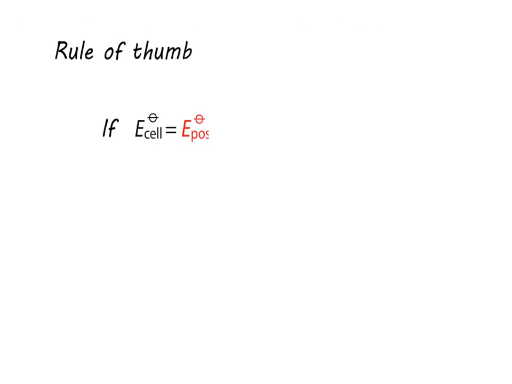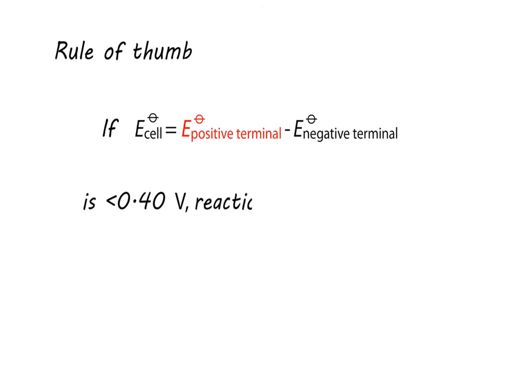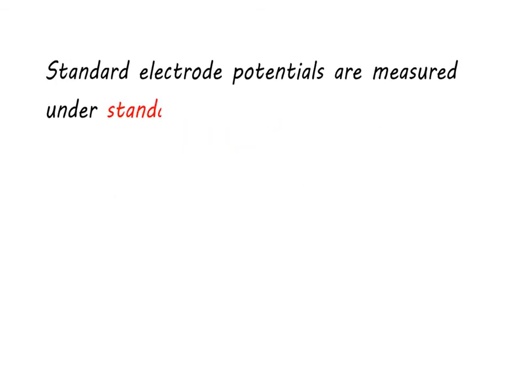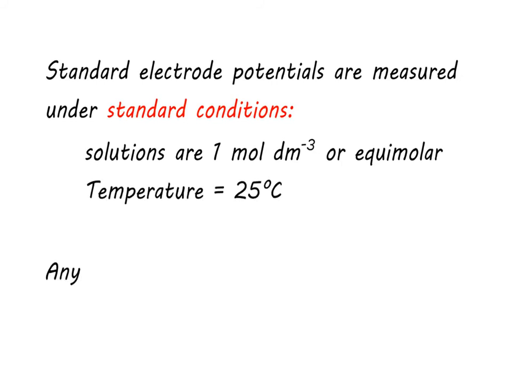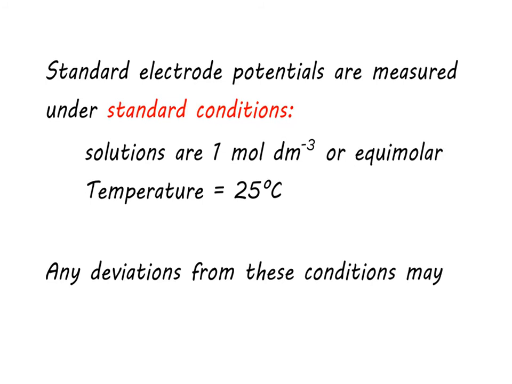As a rule of thumb, if the calculated cell potential is less than +0.40 volt, it is unlikely the reaction will occur. Also, we must remember that the standard electrode potentials are measured under a standard set of conditions. The solutions of each species of the same element are 1 mole per decimeter cubed, or equimolar, and the temperature is 25 degrees C, and any deviations from these conditions could affect the validity of any predictions.